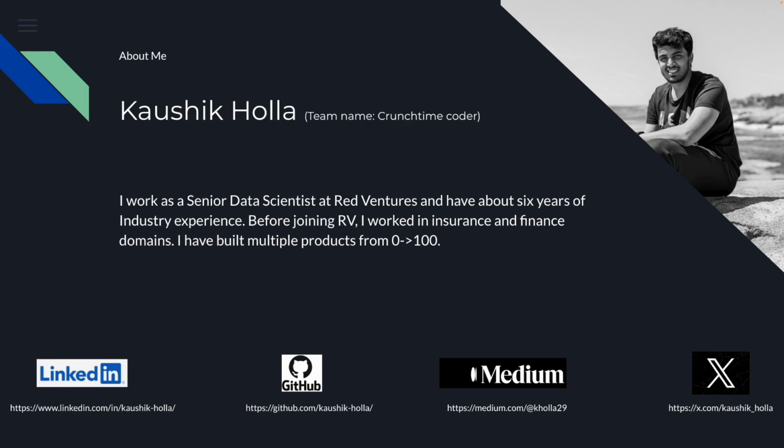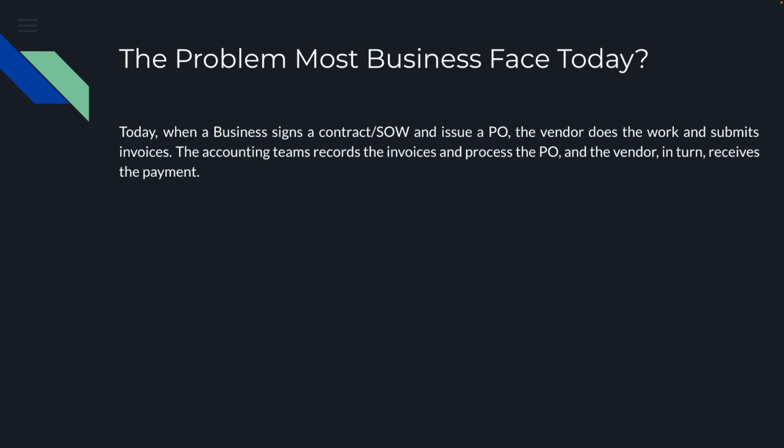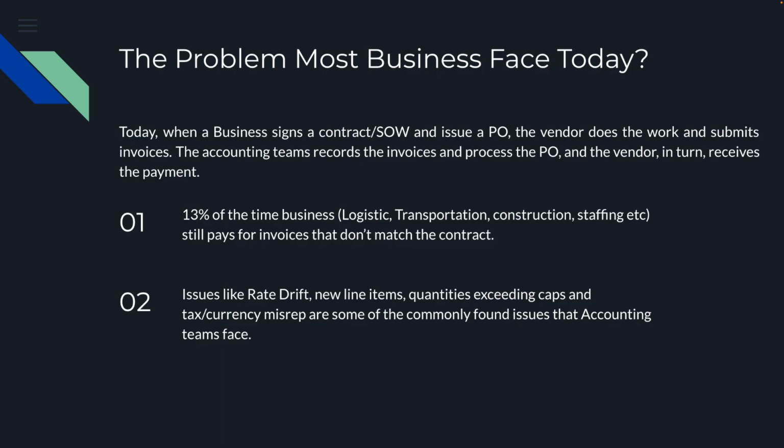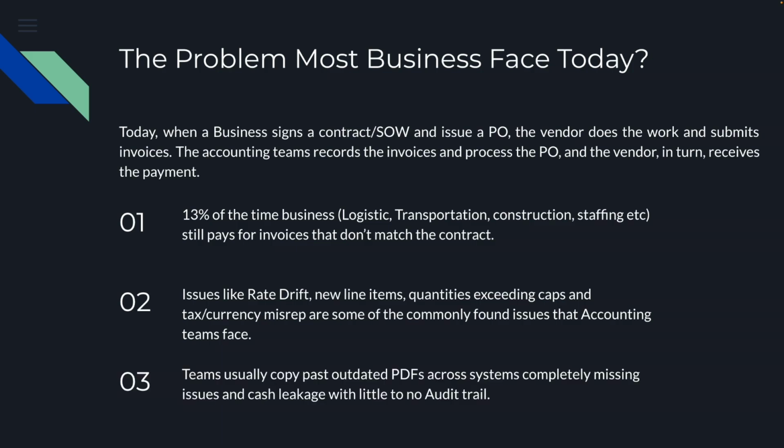With that being said, let's talk about the problem I'm trying to address today. Today in the industry, when a business wants to procure an item or service from a vendor, they get into a contract. The vendor, after providing the service or supplying the item, generates an invoice which is then processed by the business accounting team. The problem with this is about 13% of the time, the rate on the invoice would be different than what was originally discussed, or they might have supplied more items than what was initially stated on the contract. The business still pays for the invoice even though it doesn't match the contract, as it's very difficult to trace these discrepancies with little to no audit trails. This is leading to about 3 billion in revenue losses across the industry.